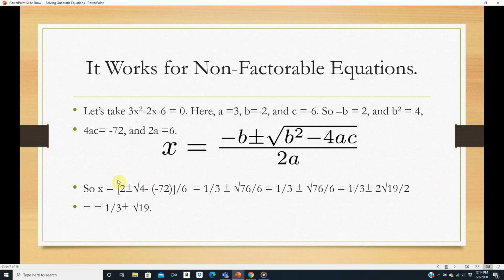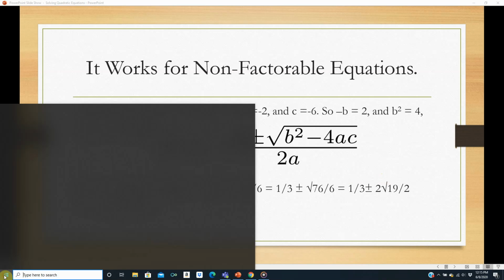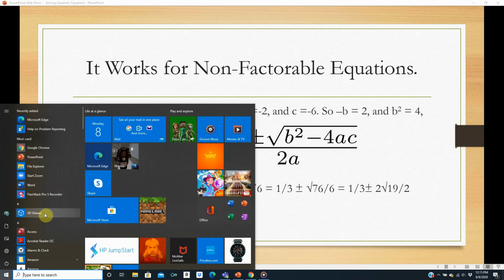Okay, so 2 over 6, we can break that up into a different part of the fraction, so we end up with 1/3, that's this 2 over 6, plus or minus the square root of 76 over 6. Okay, you can factor a 4 out of 76. 76 is equal to 4 times 19. So then you just end up with 2 root 19. And in case you don't believe me, not a problem, I'll get the calculator out.